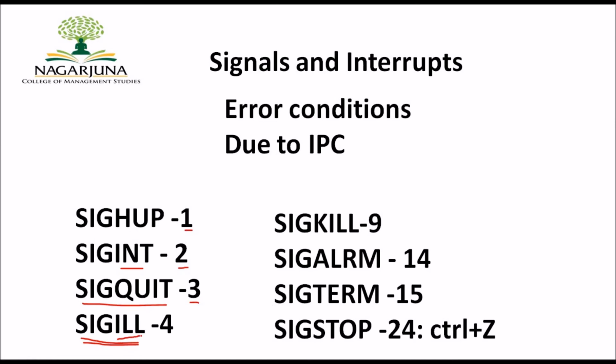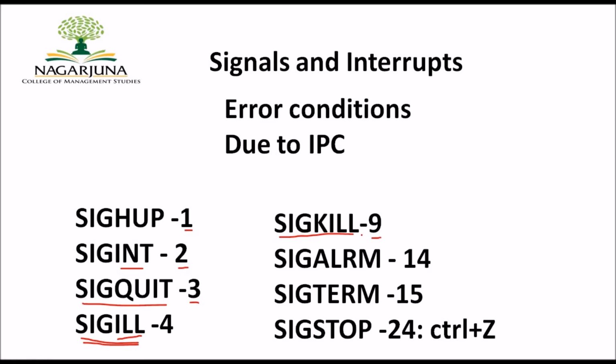ILL stands for illegal. So if I would like to kill the process for sure, without any changes or without any ignoring, then the system call is going to initiate with a signal called SIGKILL, whose signal number is 9. We'll take some examples for this.